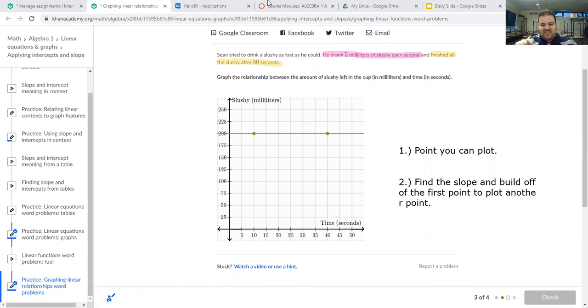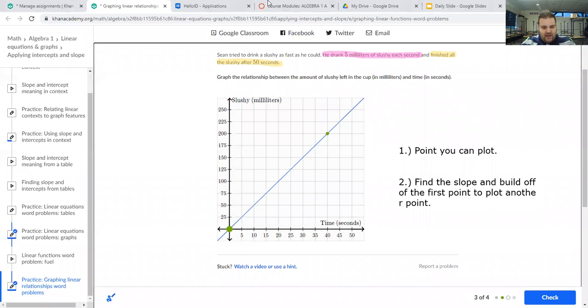He finished all of the slushie after 50 seconds. That's going to be the thing that gives us a point in this context. In this context, the slushie is gone, which would be 0, right? There is no slushie after 50 seconds. So that tells me that I can plot a point at no slushie left, right? Like on my y-axis, my slushie is 0. There's no milliliters left. And on my x-axis, it's at time equals 50 seconds.